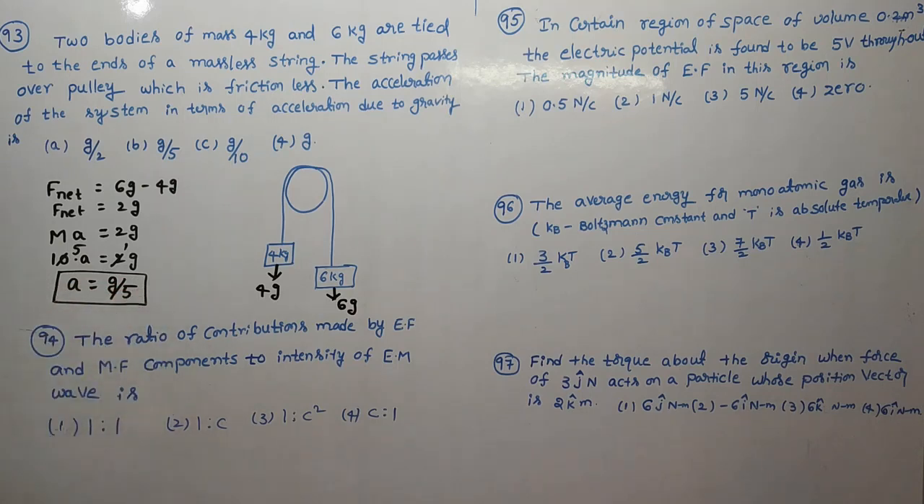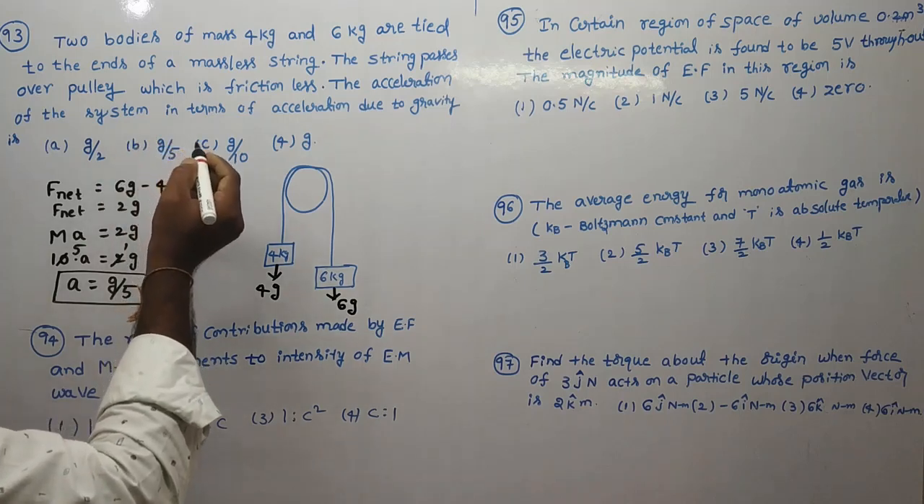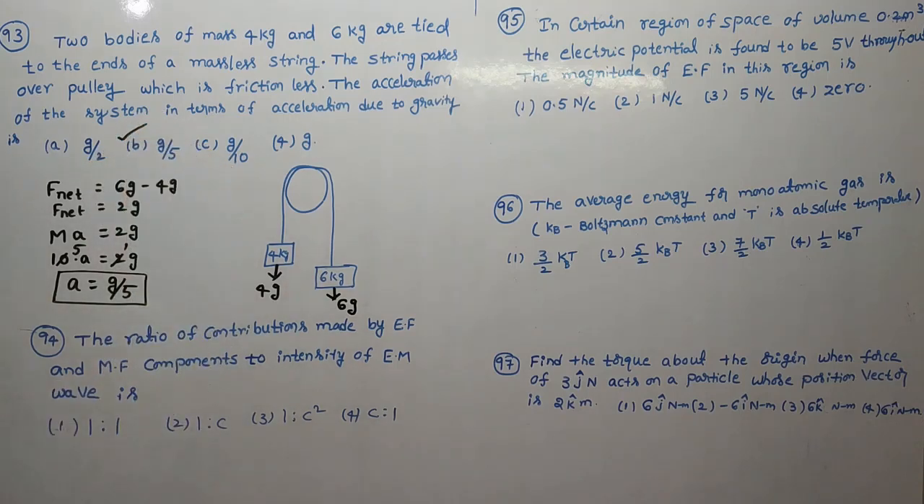Our required answer is g by 5. In the options, the second one is correct one.